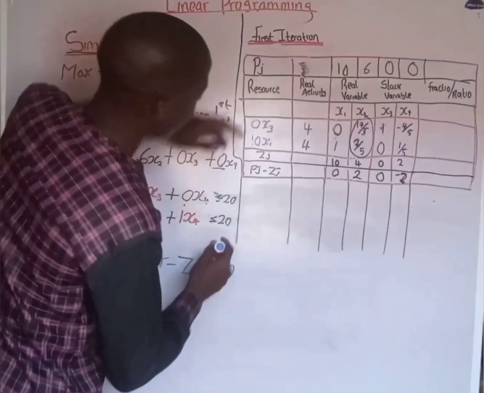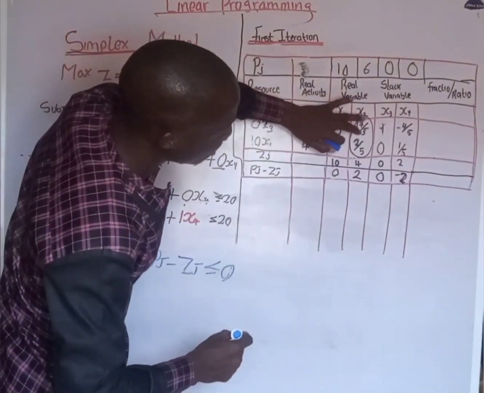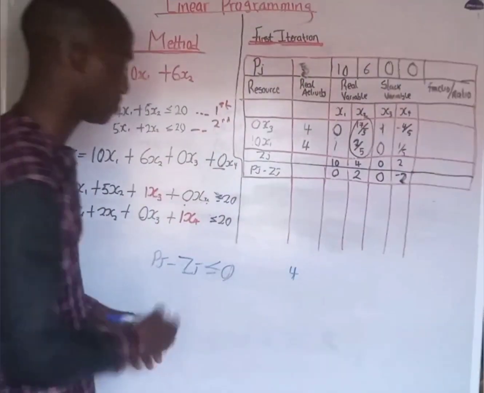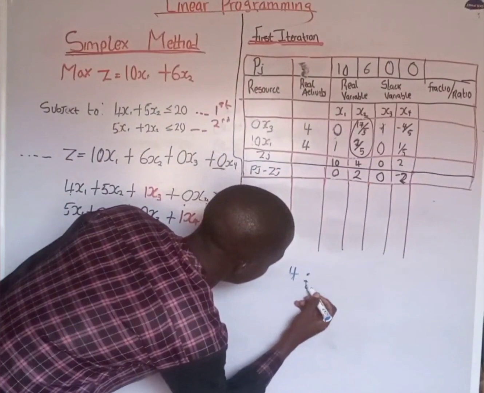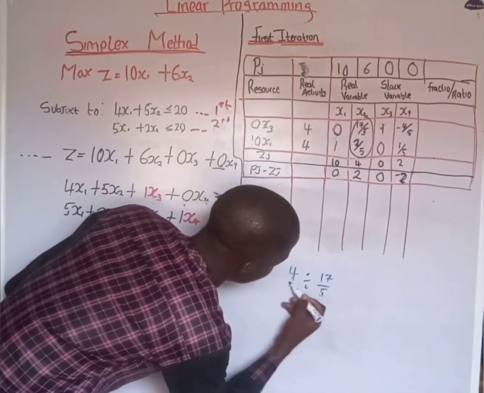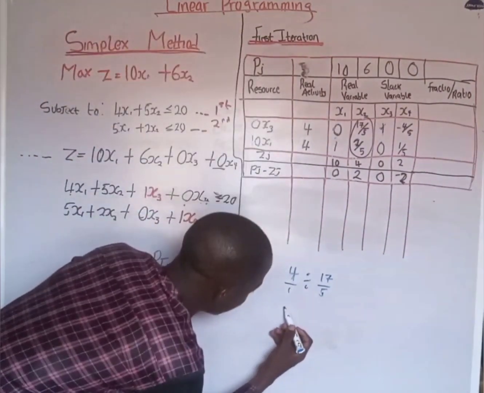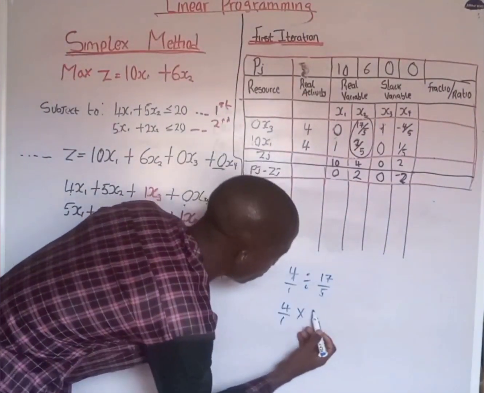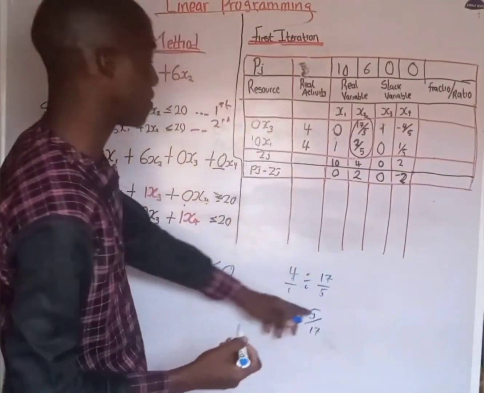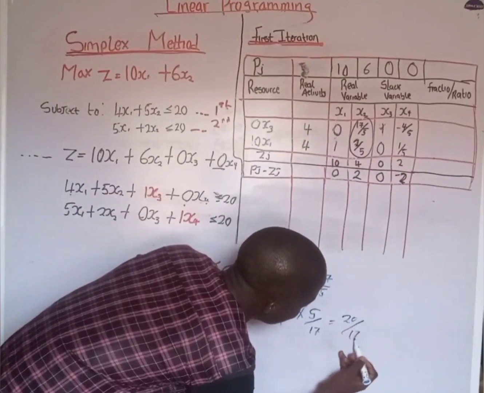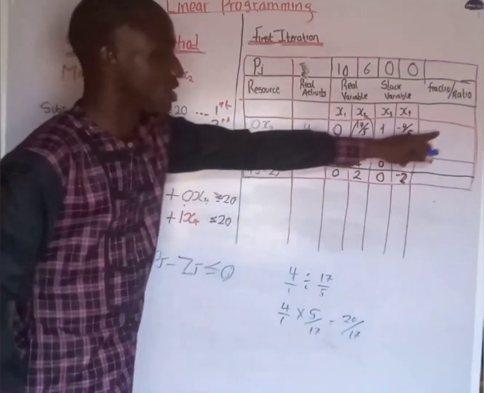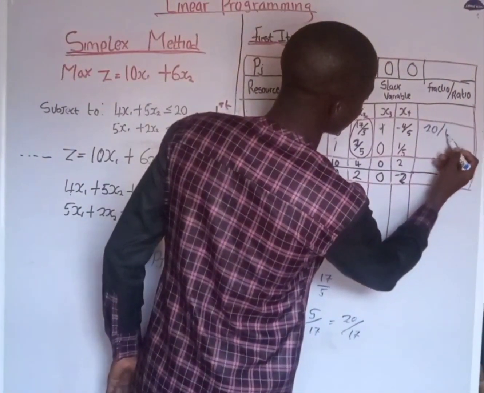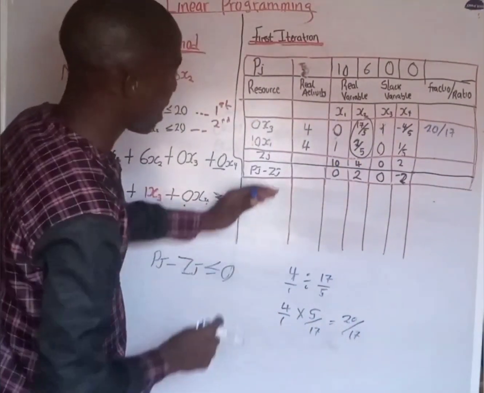In this place, I have a real activity of 4, and the corresponding element in the key column is 17 over 5. So I'm going to have 4 divided by 17 over 5. If I write 4 as 4 over 1, the division sign changes to a multiplication sign, so the denominator comes to the numerator, and I will have 5 all over 17. So 4 times 5 is 20. So the value of this fraction is 20 all over 17. So I've already gotten the ratio of this.